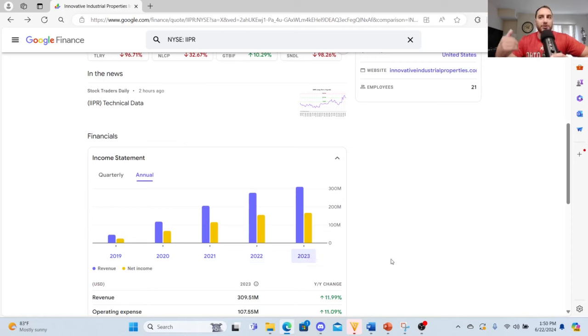35.11%. I had to actually stop and read this because these numbers are so nice. 2023, revenue was at $309.51 million. It was up 11.99%. So again, they are new.